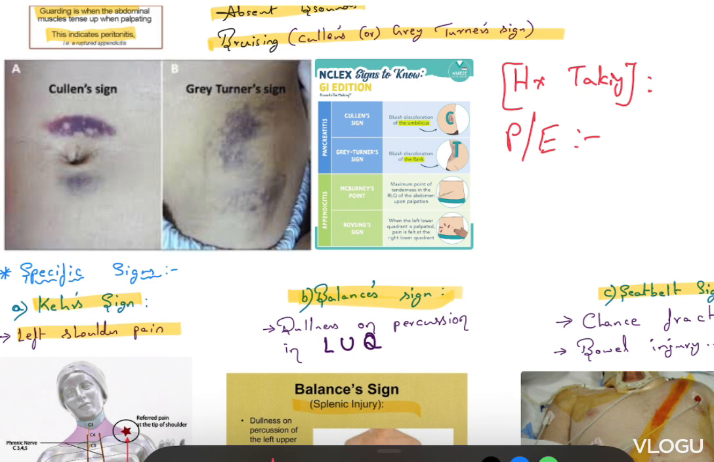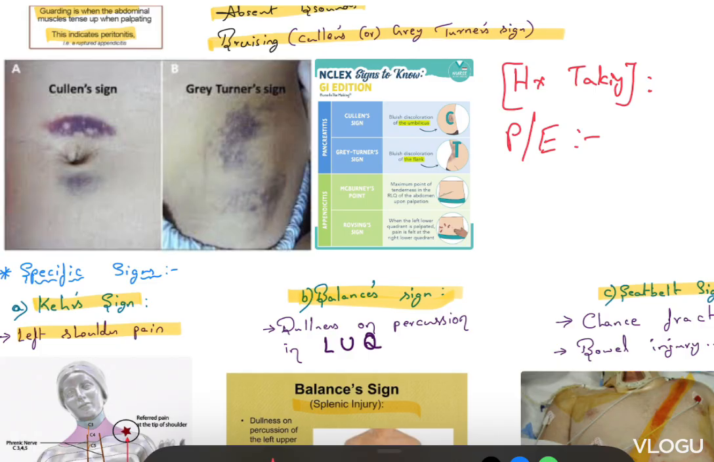So in inspection, what do we have to look for? First one, seat belt marks. Does our patient have any bruising? Does our patient have any penetrating wounds? Or evisceration? Then palpation. While doing palpation, we have to assess whether patient has any tenderness, guarding and rigidity.